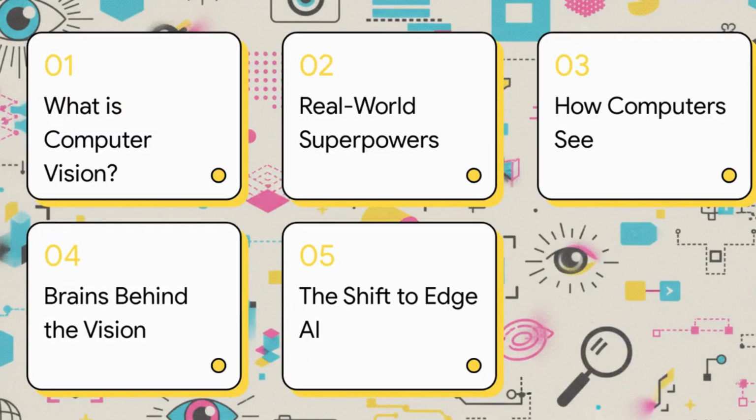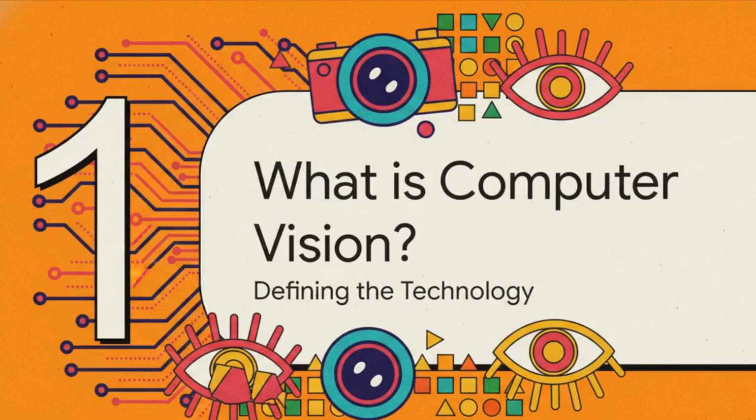Here is our roadmap for today. We're going to define exactly what computer vision is, explore some of its real-world superpowers, break down the exact step-by-step mechanics of how computers actually see, dig into the brains behind that vision, and finally, look at the massive industry shift toward edge AI. Let's start right at the top with Section 1.